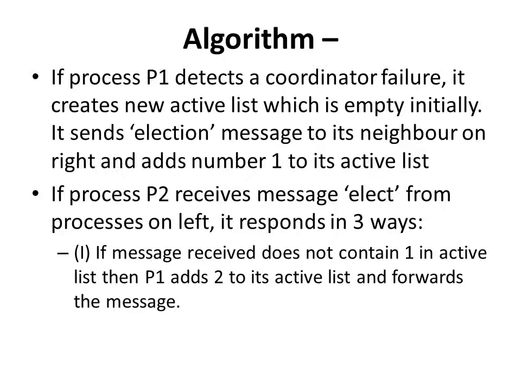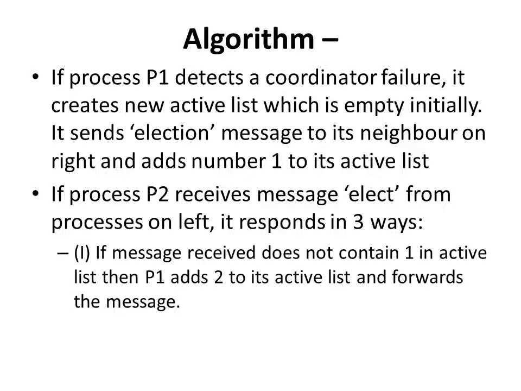So when P1 detects a coordinator failure, it creates a new active list which is initially empty. It sends election message to its neighbor on the right and adds number 1 to its active list. If process P2 receives message elect from processes on left, it responds in 3 ways.